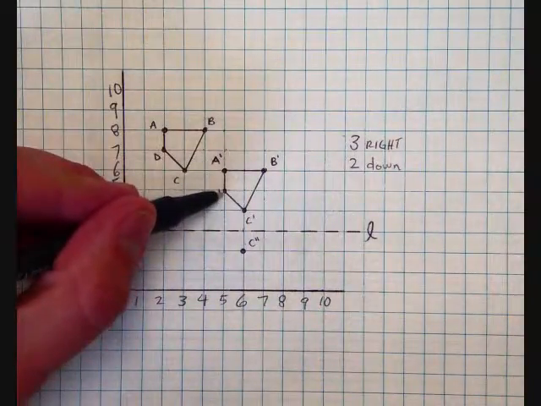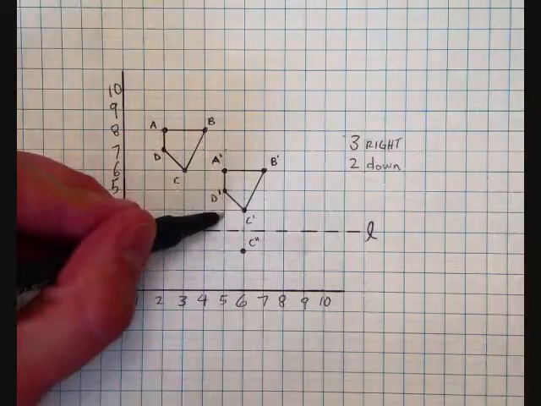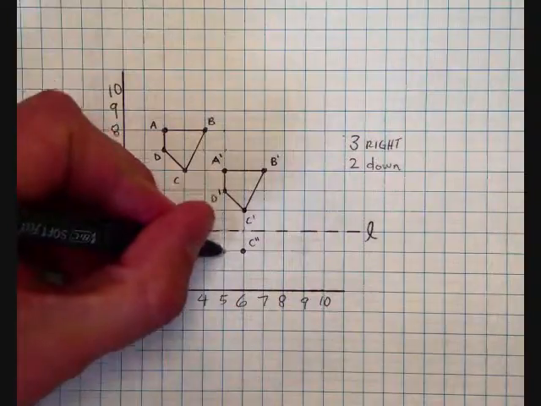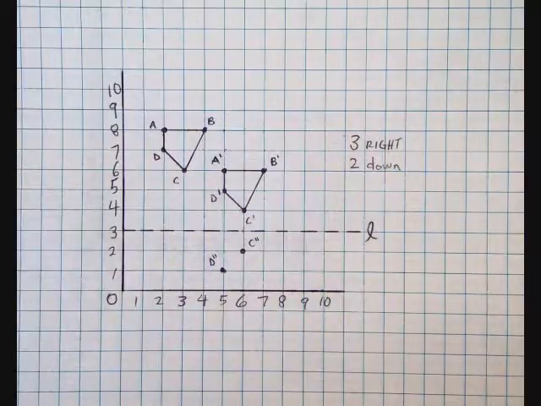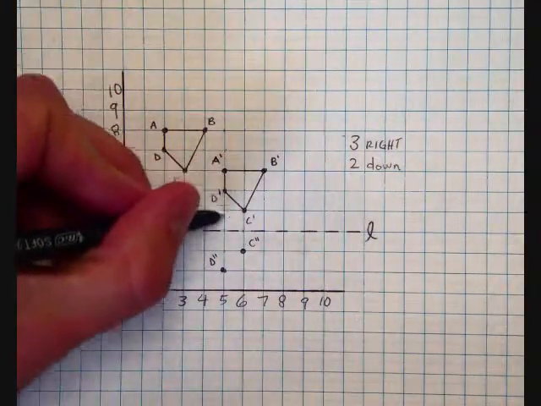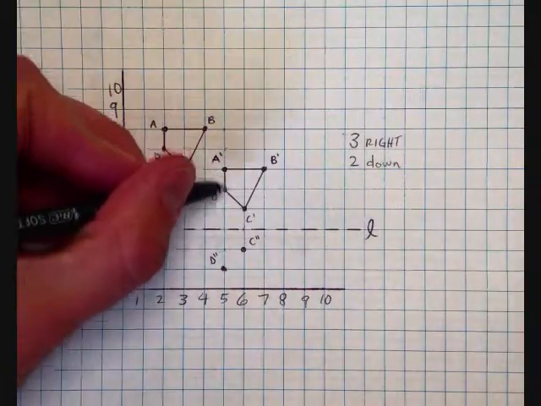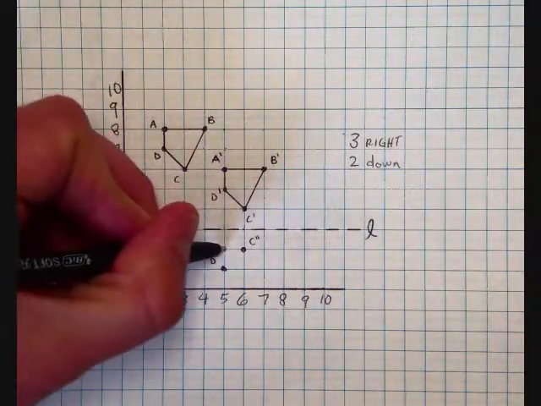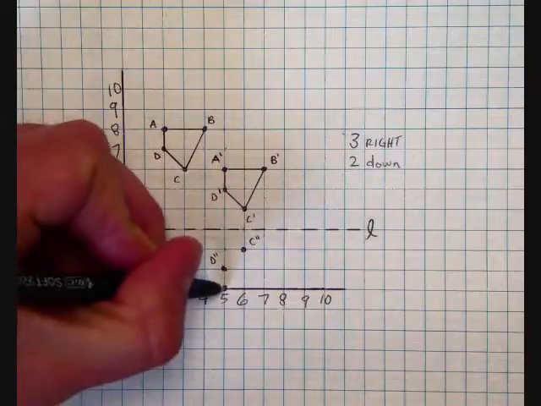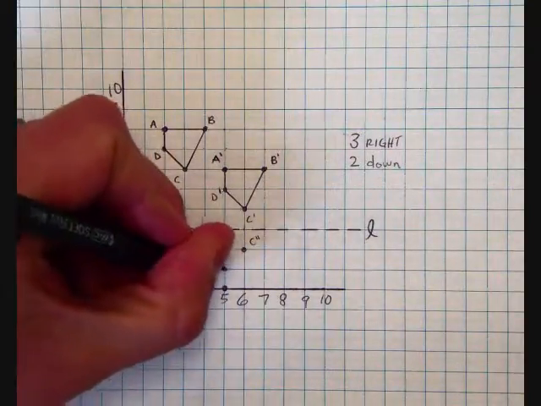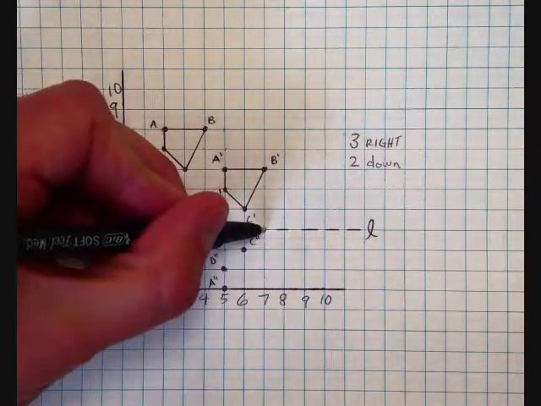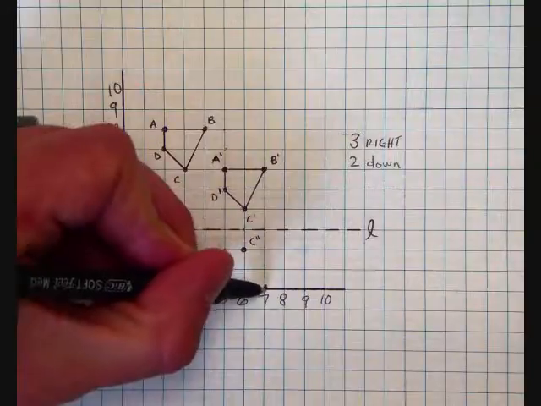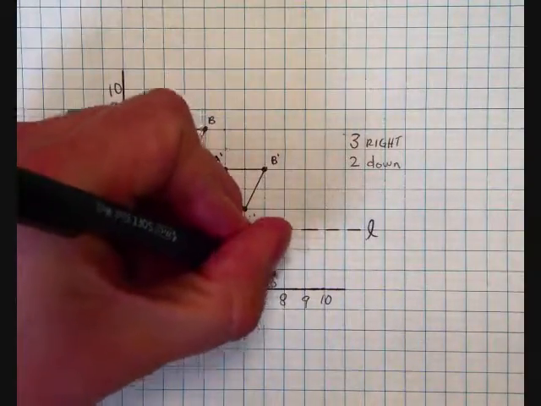Now we'll do our D point. D is 2 blocks above the reflection line. So D prime prime should be 2 blocks below. Okay. Next we'll do A. A is 1, 2, 3 above, and A prime prime will be 1, 2, 3 below. It'll be right on our x-axis here. And then finally, B is also 3 away, 1, 2, 3 above, so it should be 1, 2, 3 down. This is our B prime prime.